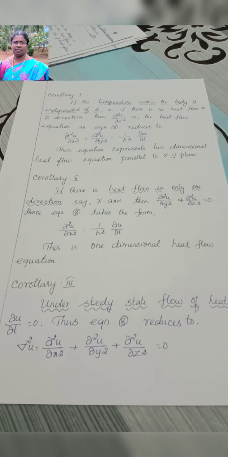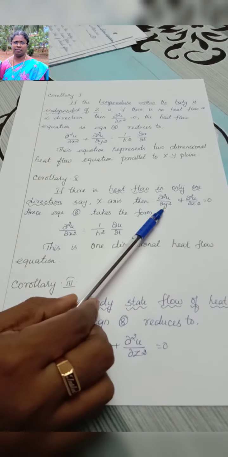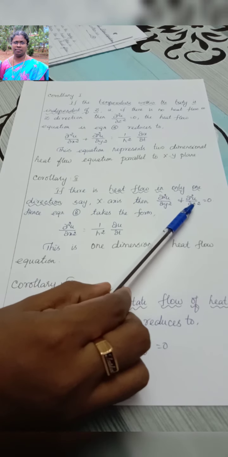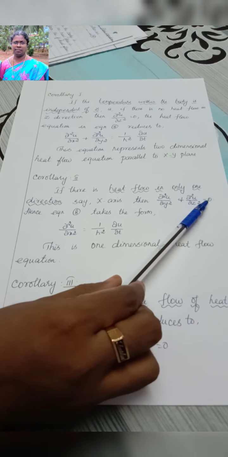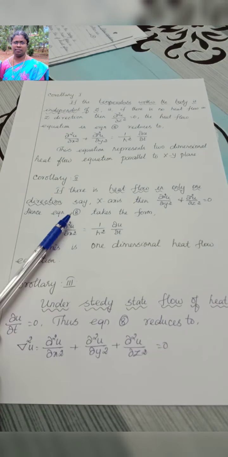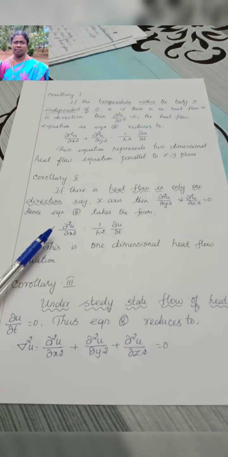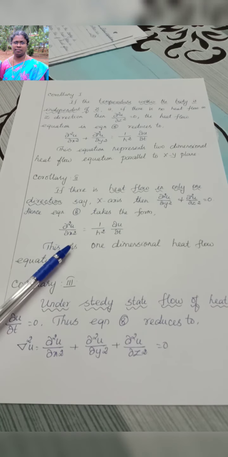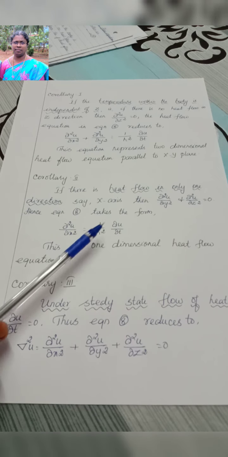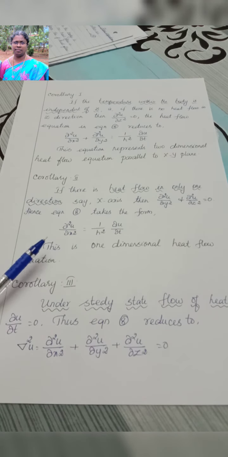If there is heat flow in only one direction, say the x-axis, then the values of ∂²u/∂y² and ∂²u/∂z² are equal to 0. Hence, equation 8 takes the form ∂²u/∂x² = 1/h² ∂u/∂t. This is the one-dimensional heat flow equation.